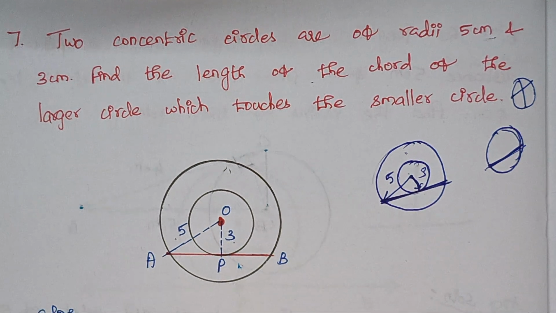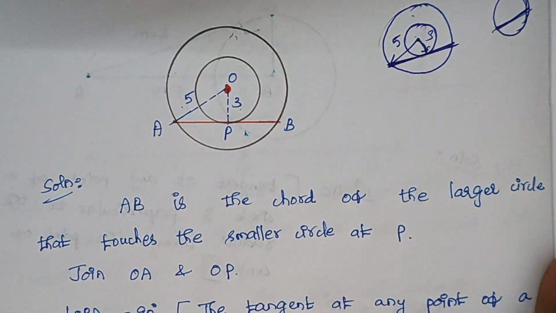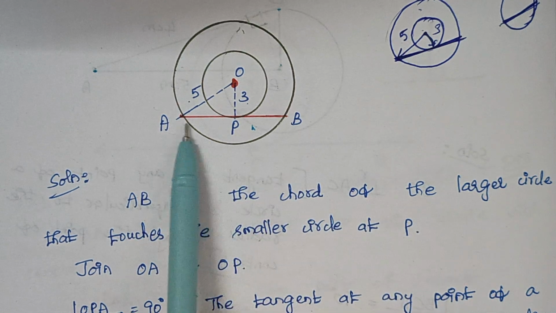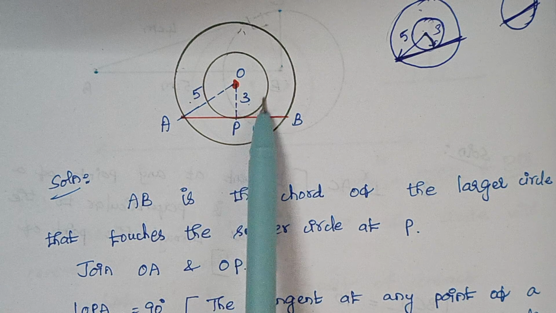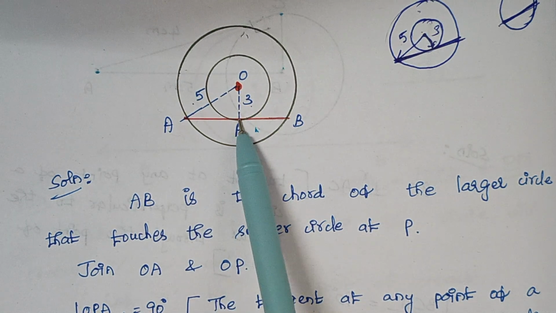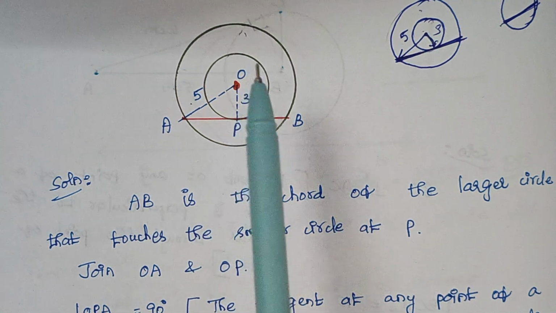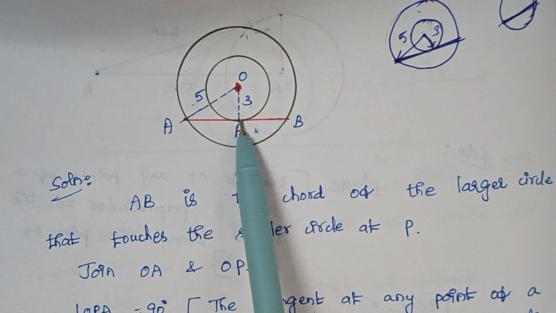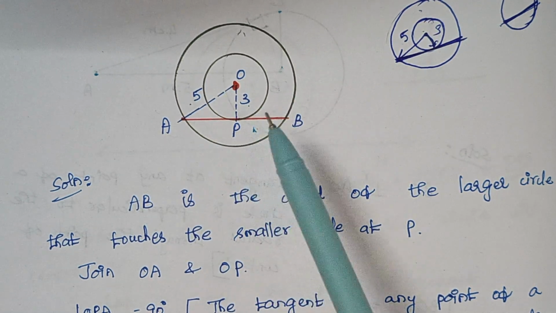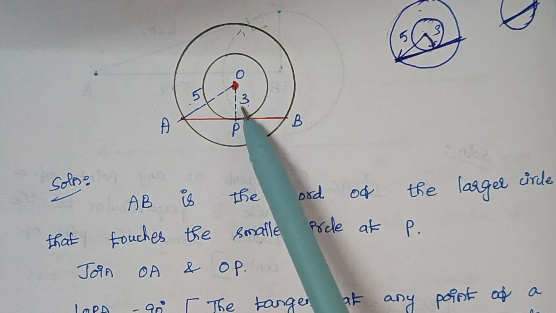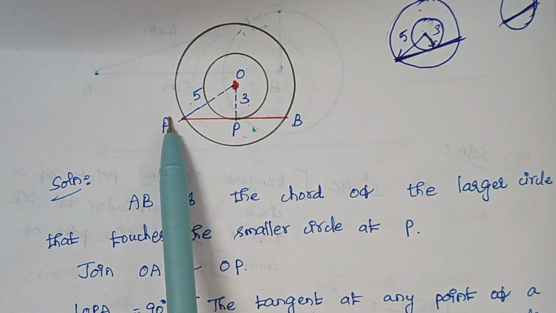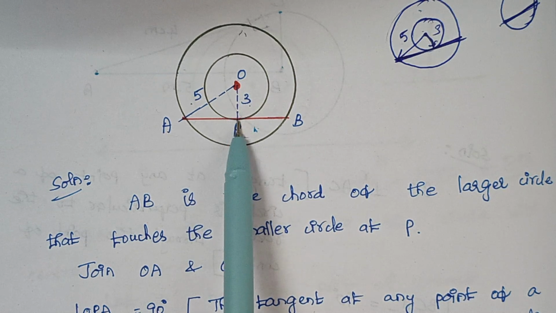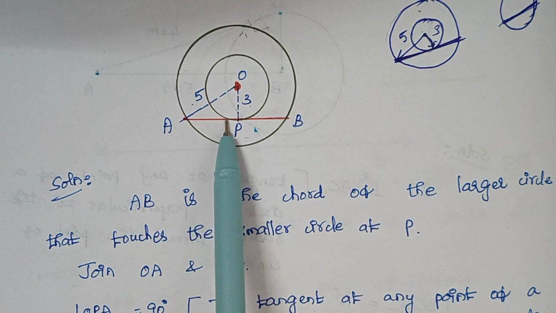So here you see we have to draw the diagram by ourselves. AB is the chord of the larger circle which touches the smaller circle at point P. That should be the point of contact. So just for our analysis, we are joining OA and OP. What about the angle OPA? Again, it is the angle between the radius and a tangent. So here it is 90 degrees.